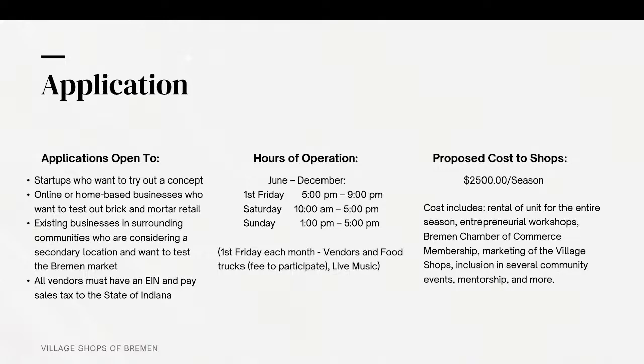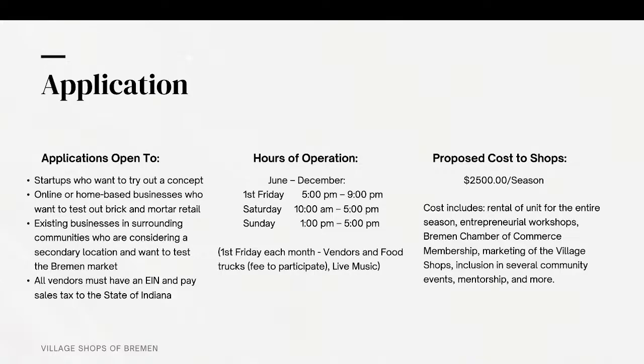As far as the application, it would be open to any startup that wants to try out this concept: online home-based businesses who want to test out the brand. If you are an existing business in a surrounding area, at one of our Leadership Marshall County sessions, the owner of South Bend Chocolate Company came up, and Matt asked me, what if South Bend Chocolate Company decided they wanted to open up a shed? Perfect. If we have one available, they're going to go through the same exact process of applying, interviewing, all of that. It's really testing this Bremen market.